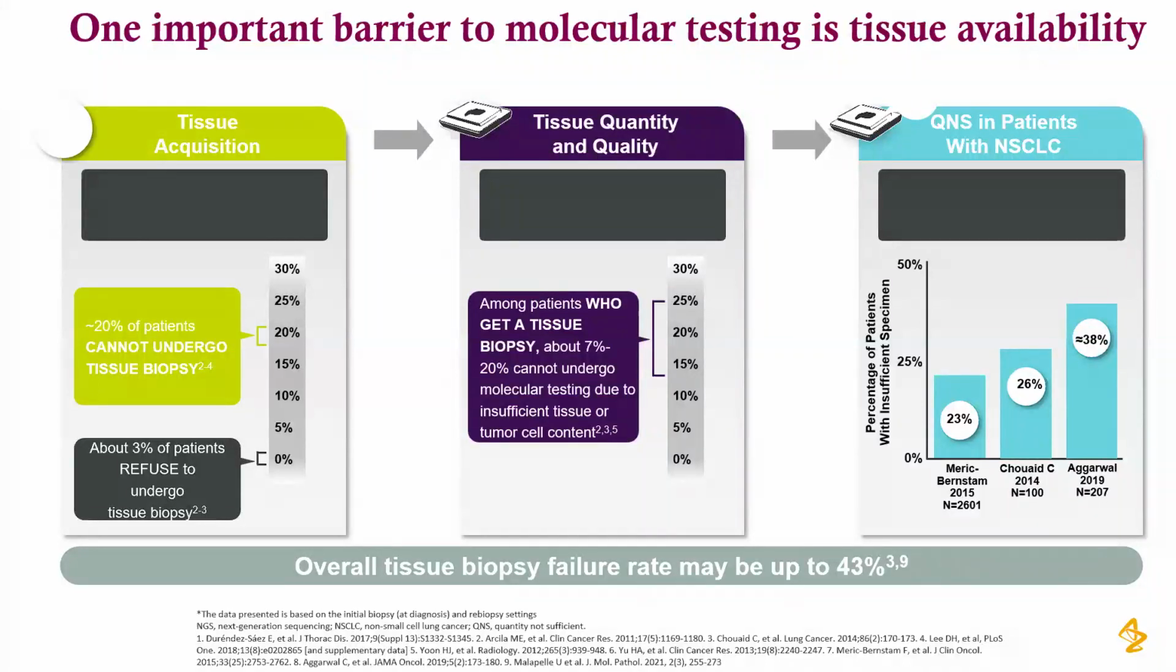So this is a picture showing, as I told, tissue quality and quantity is the main issue with the tissue biopsy. Among the patients, 7 to 20% can't undergo molecular testing due to insufficient tissue or insufficient tumor cell content even after obtaining the tissue biopsy. And before the biopsy, also 20% of the patients cannot undergo biopsy, maybe because of various reasons, and some 3% of the patients refuse to undergo tissue biopsy. Next slide, please.